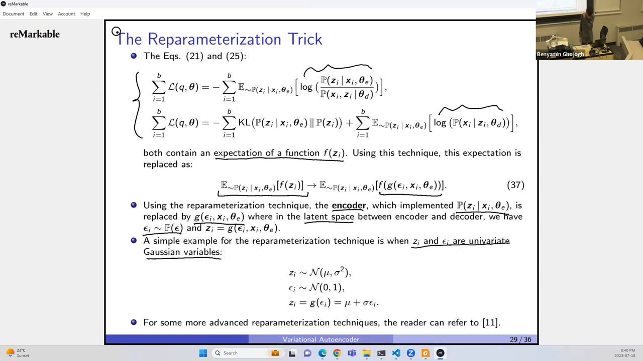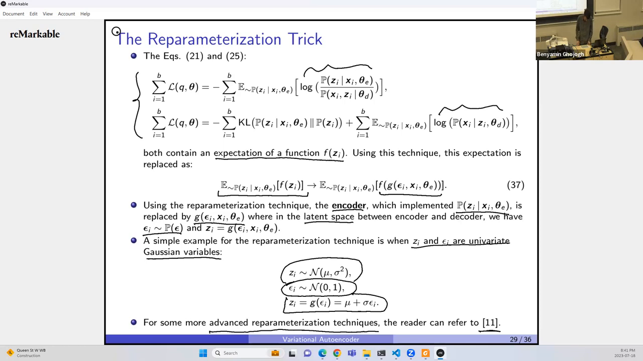A simple example for the reparameterization technique is when Zi and epsilon I are univariate Gaussian variables. Assume epsilon I is a standard Gaussian distribution, and I want my Zi to be a sample from a Gaussian distribution with mean mu and variance sigma squared. But I don't want to sample Zi from this distribution. I can write Zi as mu plus sigma epsilon I. When epsilon I is a standard Gaussian, mu plus sigma epsilon I becomes a Gaussian with mean mu and variance sigma squared. Do you see that? For some more advanced reparameterization techniques, you can see reference 11.